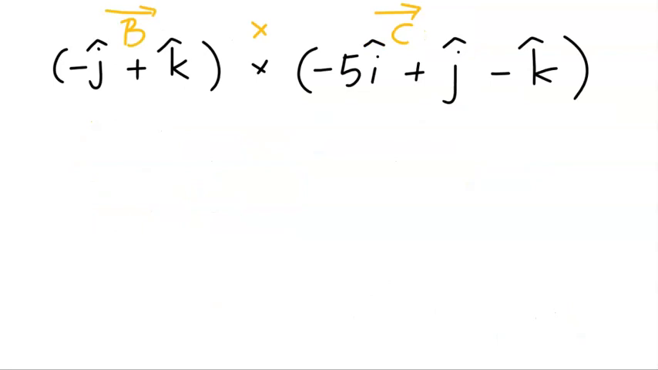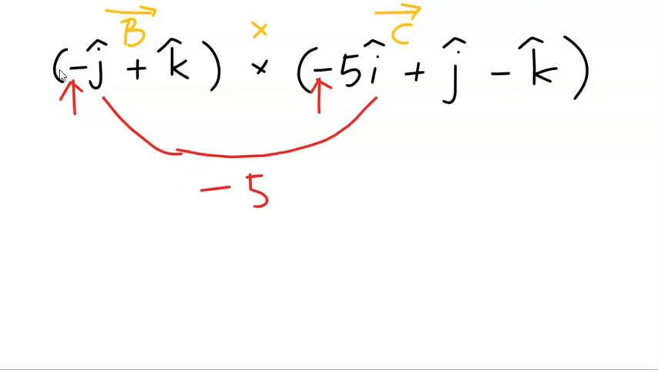Another example: cross product of B and C as shown. We can do it term by term as before. j hat and i hat will be minus k hat. But you have a minus sign here, minus 1 and minus 5, so that's going to be 5. So together that will be minus 5k hat.